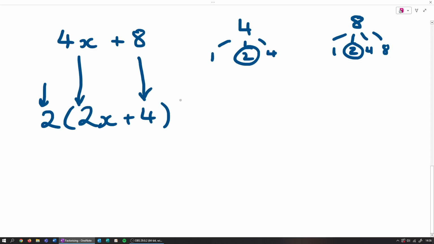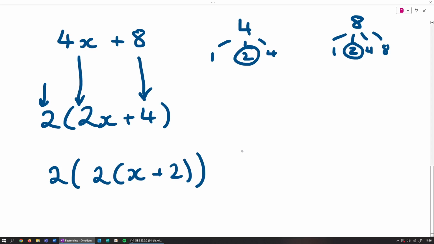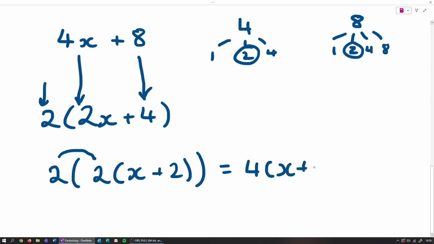However, are we done here? No, because 2x and 4 also share another factor. They both share the factor of 2. So I could sub out another 2. So I could go like this. 2x divided by 2 is just x, and 4 divided by 2 is just 2. But now I've got this complex looking thing, but all this means is just 2 times this, which is 4x plus 2.